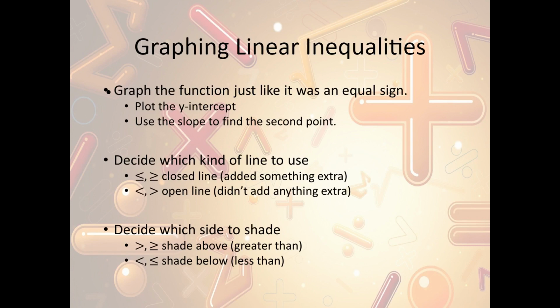So first, we graph the function just like it was an equal sign. So we plot the y-intercept, use the slope to plot the second point. Then we need to decide what kind of line we need to use. If they add something extra, they add the bar underneath, we add something extra as well and close the line. If they don't add anything extra, just like this, we don't add anything extra either, and we leave it as an open line. Then we need to decide which side to shade. If it's a greater than symbol, we should shade above the line. If it's a less than symbol, we should shade below the line.